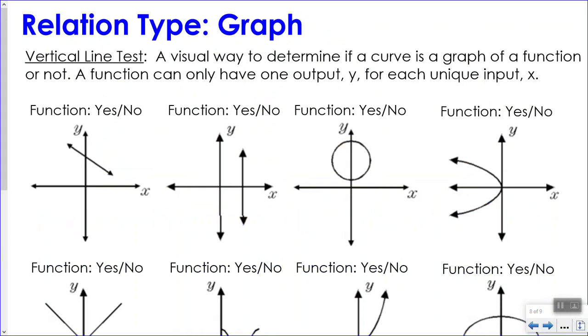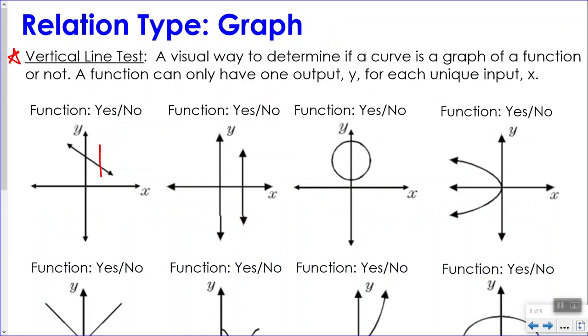Our next type of relation is a graph. Whenever we look at graphs, we can use something called the vertical line test to help us figure out whether the graph represents a function. A function can have only one output, y, for each input x. So if I draw a vertical line and it passes through multiple points in the relation, that means that x-coordinate corresponds to multiple y values, so it's not a function.